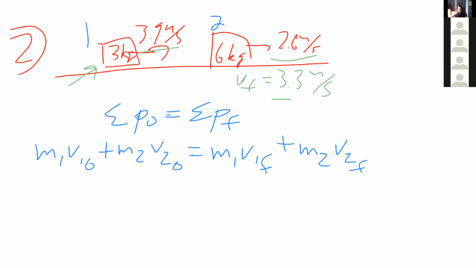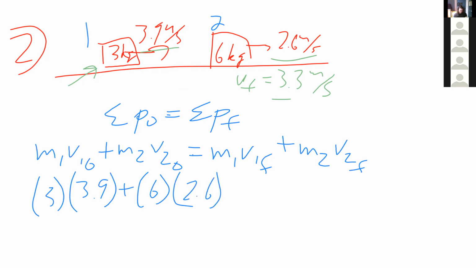So we're given most of the information that we need here. It's just a matter of plugging it in. Mass 1 is 3. The initial speed of block 1 is 3.9 plus mass 2 is 6. The initial speed of block 2 is 2.6. This is equal to mass 1 again is 3. We don't know V1 final. That's what we're going to solve for. Mass 2 is again 6, and the final speed is 3.3.